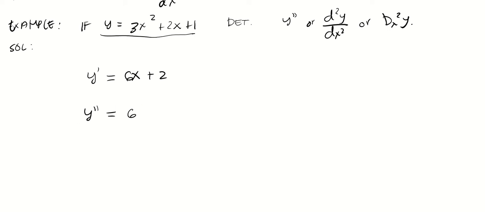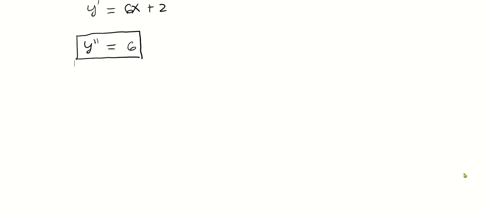It's just 6. And the derivative of 2 is just 0. So therefore, this will be our final answer. So the second order derivative of y equals 3x squared plus 2x plus 1 is just equal to 6. So that's how we determine higher order derivatives. Let's take more examples.